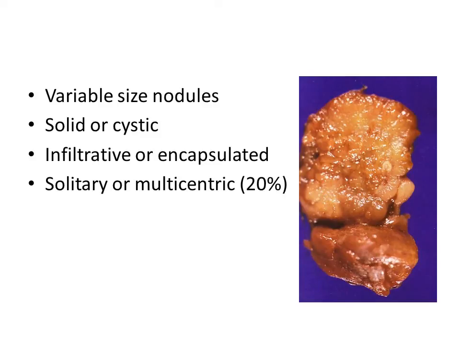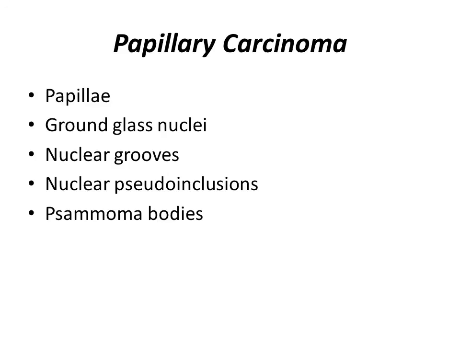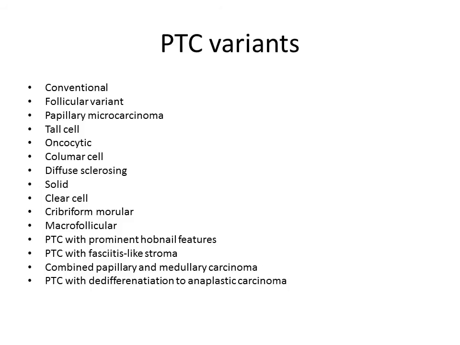Grossly shows variable size nodules, solid or cystic, and can infiltrate the capsule or can be encapsulated. Also, these lesions can be solitary or multicentric in about 20% of the cases. Microscopically, it shows the classic characteristic of papillary formations. Cells have ground glass nuclei with nuclear grooves, and also it's common to see nuclear pseudoinclusions and psammoma bodies. There are many variants of papillary thyroid carcinoma as shown in this picture. We're going just to describe the most common ones.